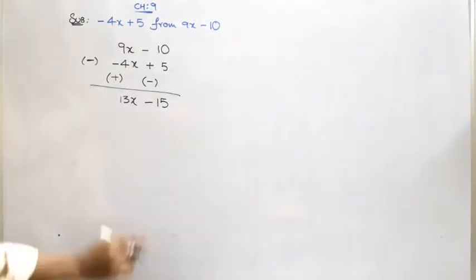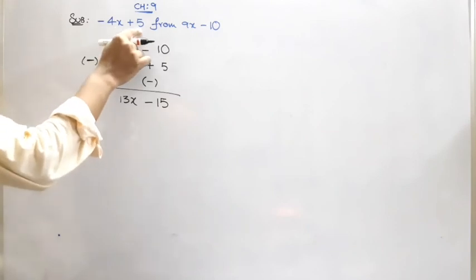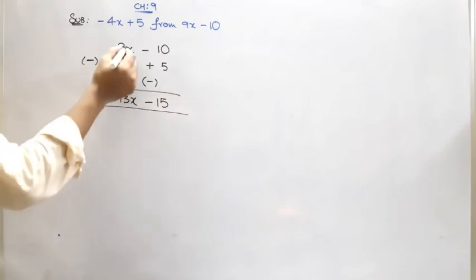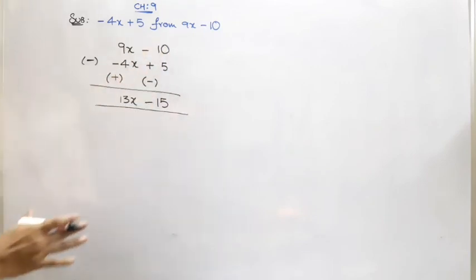So upon subtracting minus 4x plus 5 from 9x minus 10, we got 13x minus 15. But please be careful with like terms and unlike terms.